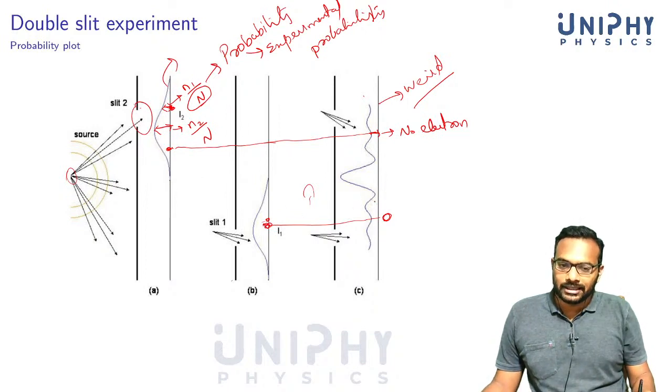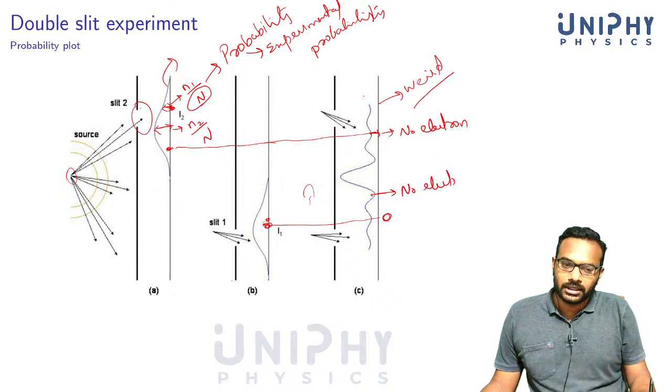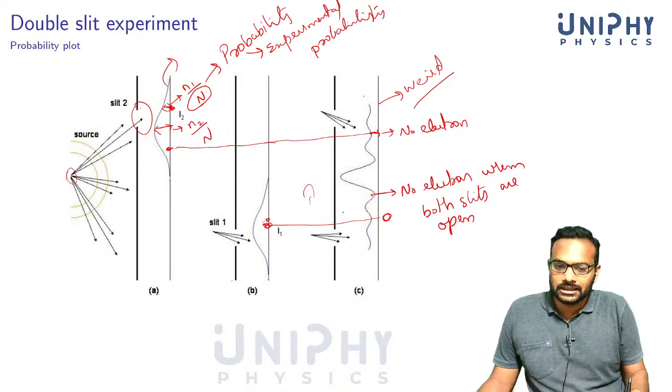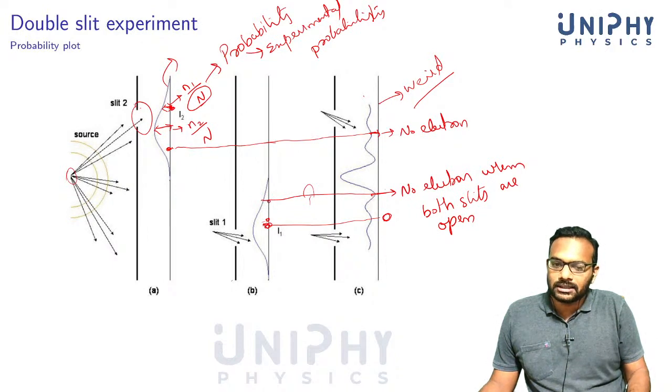So the dramatic thing is that the points of 0 intensity, the points where there are no electrons, for example this point, have no electrons when both slits are open. There are no electrons here when both slits are open. But if you look, if only slit 1 was open, there were some electrons here.